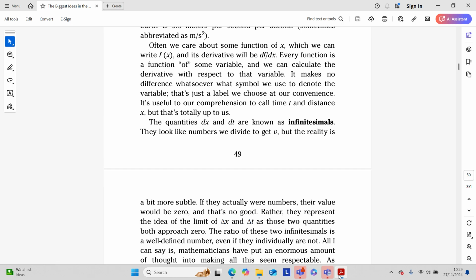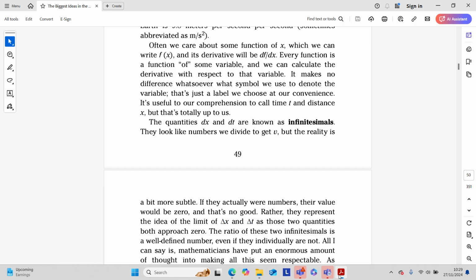Often we care about some function of x, which we can write f(x), and its derivative will be df/dx. Every function is a function of some variable, and we can calculate the derivative with respect to that variable. It makes no difference whatsoever what symbol we use to denote the variable. It's just a label we choose at our convenience. It's useful to our comprehension to call time t and distance x, but that's totally up to us.